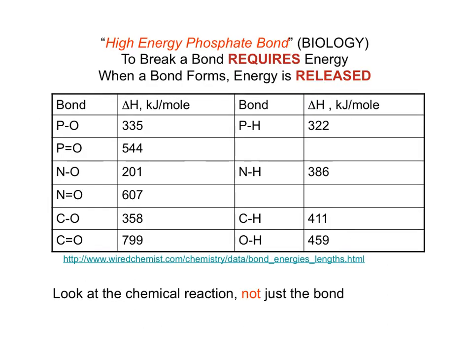I'm going to guess you've heard the term high energy phosphate bond in your biology class to describe ATP. The phosphorus oxygen bond in the triphosphate part of ATP is a fairly high energy bond, but it's not as high energy as, say, a C-O bond. So it's not the phosphate bond in ATP that supplies the energy to make biology reactions occur. It's the ATP hydrolysis reaction which supplies the energy to make other reactions occur.